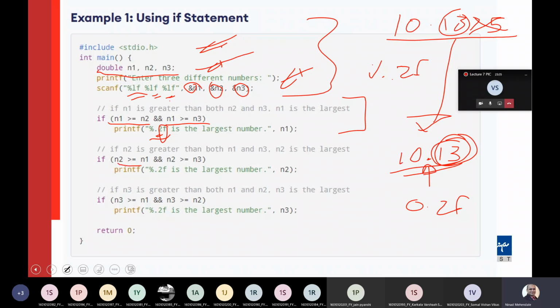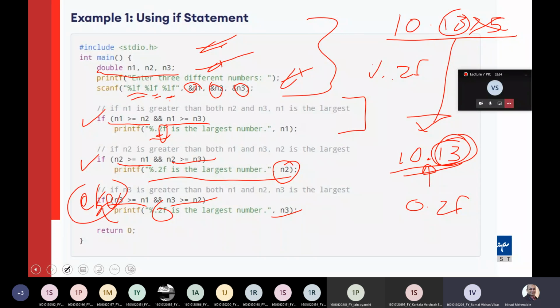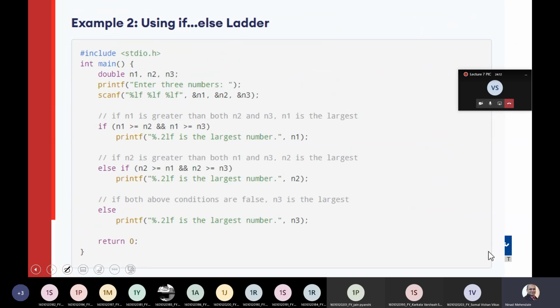Now we will check if n2 is greater than n1 and n2 is greater than n3, then the largest number is n2. Similarly, if n3 is greater than n1 and n3 is greater than n2, the largest number is n3. Now you could have written else over here, because this condition was false and this condition was false, so it's obvious that n3 will be largest, and you could have just displayed it. But it's okay because it's just if statements. It's not nested or the regular ladder if statements. It's just if, no else. So this is how you implement the comparison of three numbers.